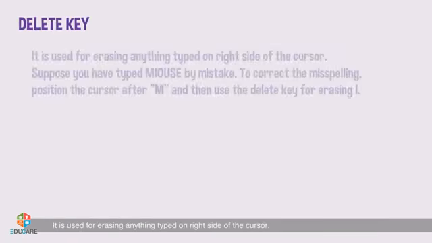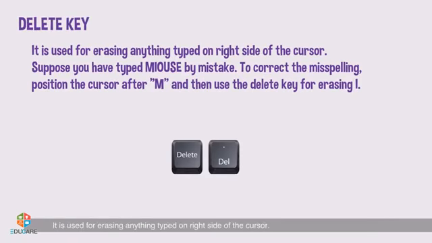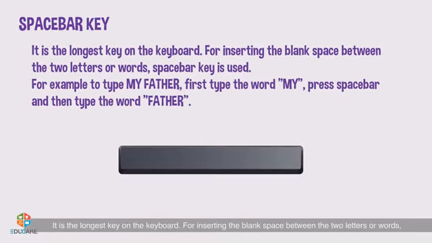Delete key. It is used for erasing anything typed on the right side of the cursor. Suppose you have typed MIOUSE by mistake. To correct the misspelling, position the cursor after M and then use the Delete key for erasing I.